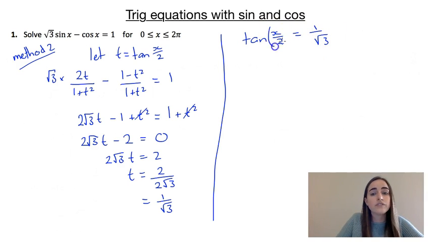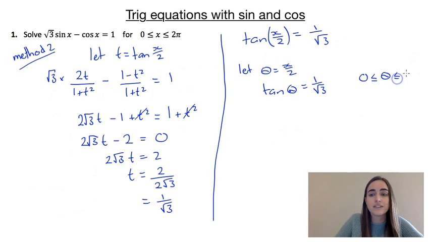Now we want to solve this equation in this domain. So first off, we can let theta equal x on 2. So then we've got tan theta equals 1 on root 3. But again, that's going to change our domain. So instead of going between 0 and 2 pi now, because we've divided x by 2, we're going to be looking at theta just between 0 and pi instead.